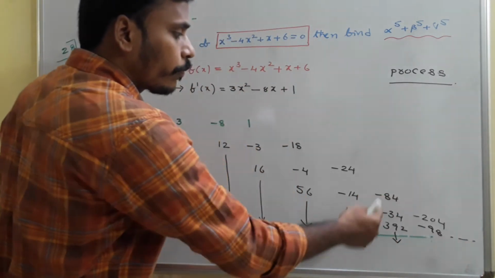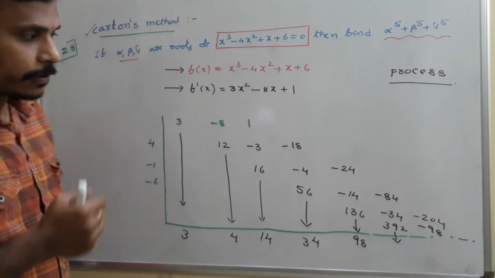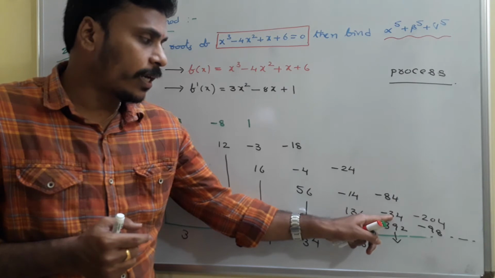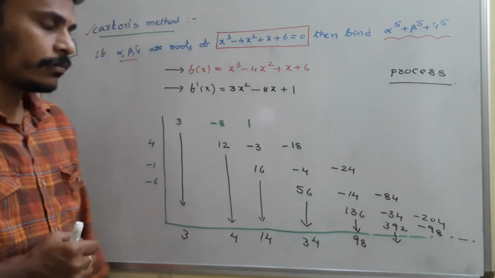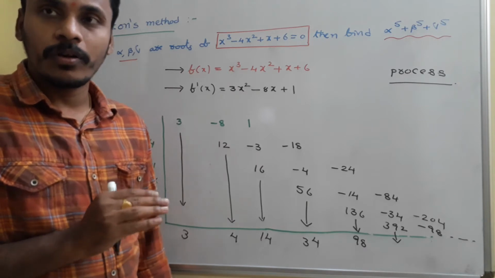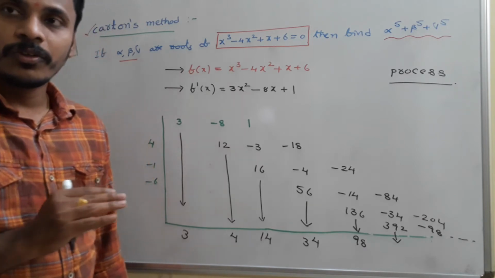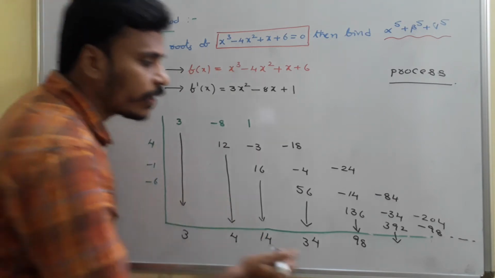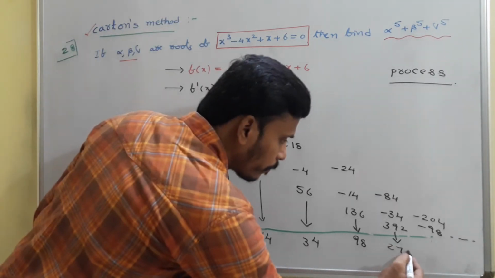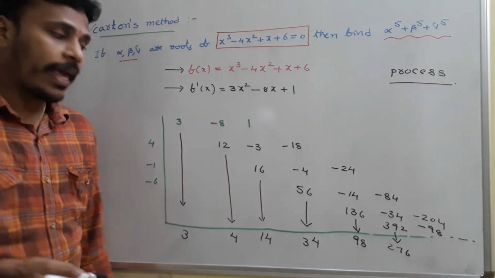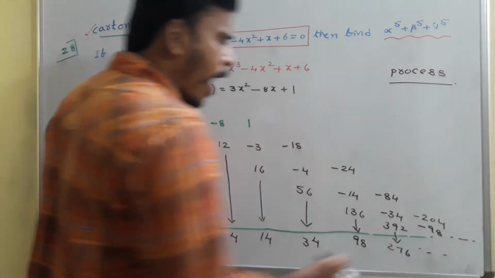What is this value? 392 minus 116. Just think about it. 110 and then 8, 118. We need to subtract 118. Just remove 100, 292. Remove 10, 282. And we need to remove 8, 280 and then 6. It may be 276. You just think about it. Likewise, we will continue. Okay, there is no end for this process.